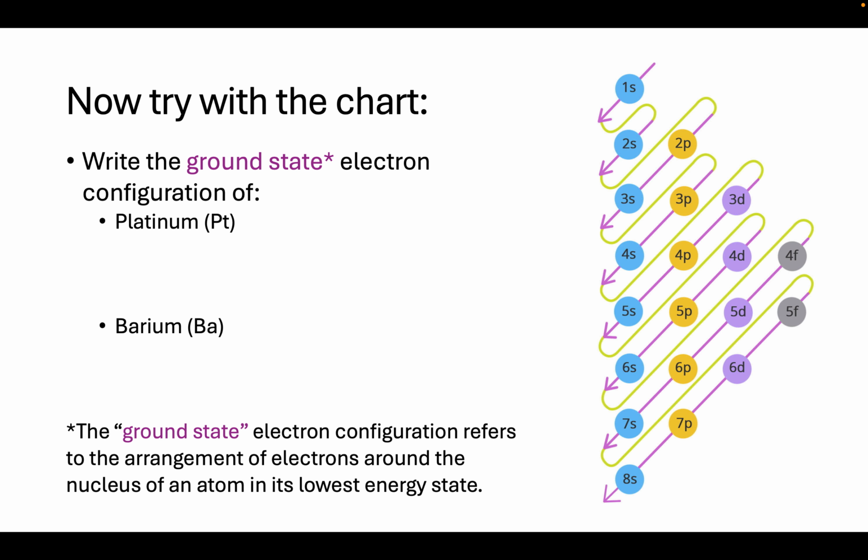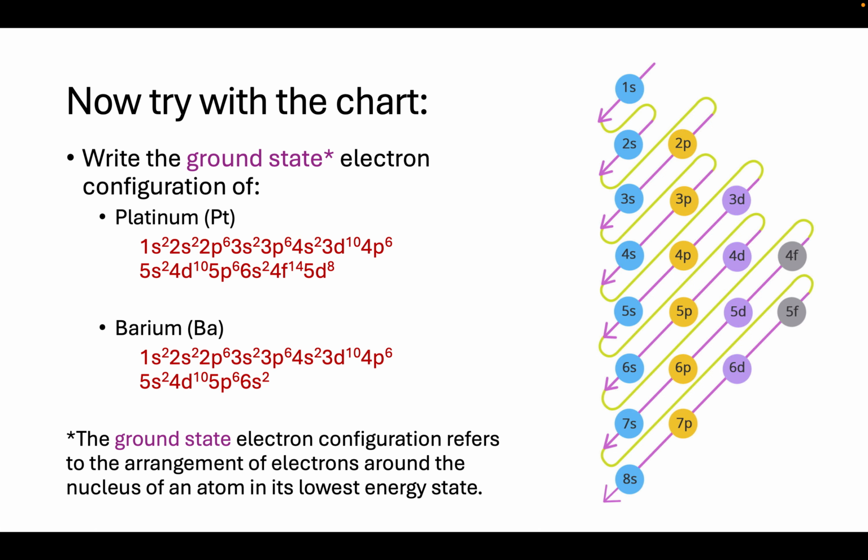And you should know what ground state means. This just means the electrons in their lowest energy states. We'll contrast that with other states later, but that's what that means. It just means the regular one. All right, so pause here and try it using the little chart, or maybe you could do one with the chart and one with the periodic table. You do you. Pause.